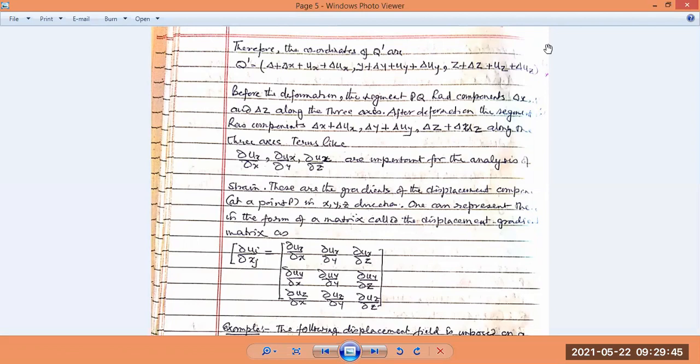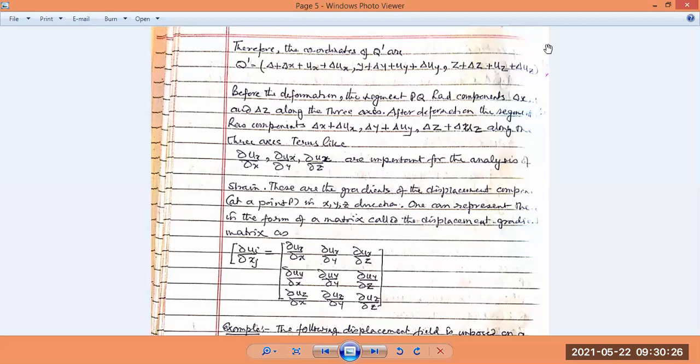Before the deformation, the segment PQ has components delta x, delta y, delta z along the three directions. And after the deformation, it has components delta x plus delta u_x, delta y plus delta u_y, and delta z plus delta u_z along the three axes. The terms like delta u_x by dx, delta u_y by dy, delta u_z by dz, delta u_x by dy and delta u_x by dz are important for the analysis.